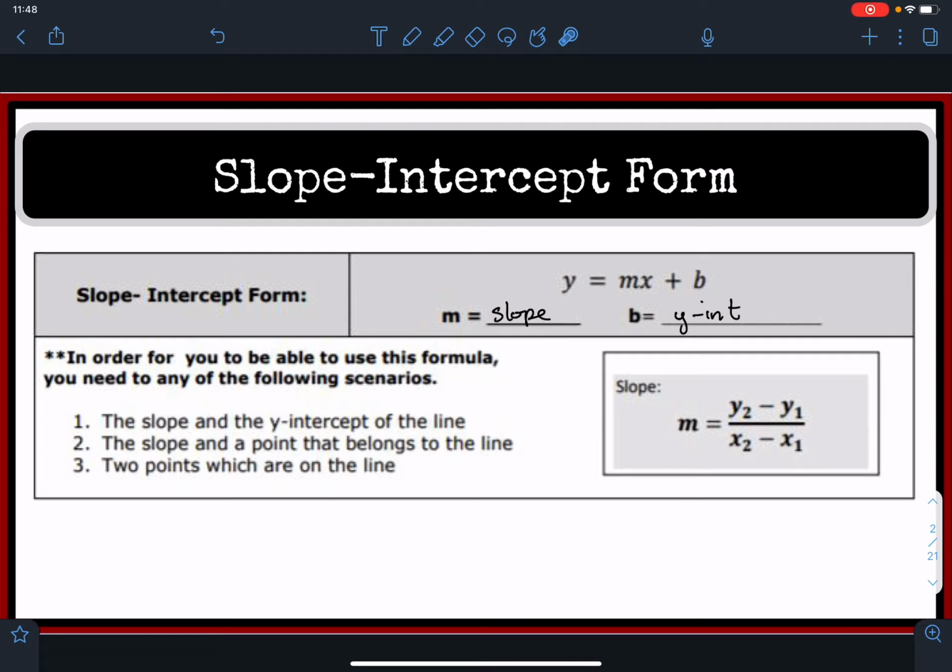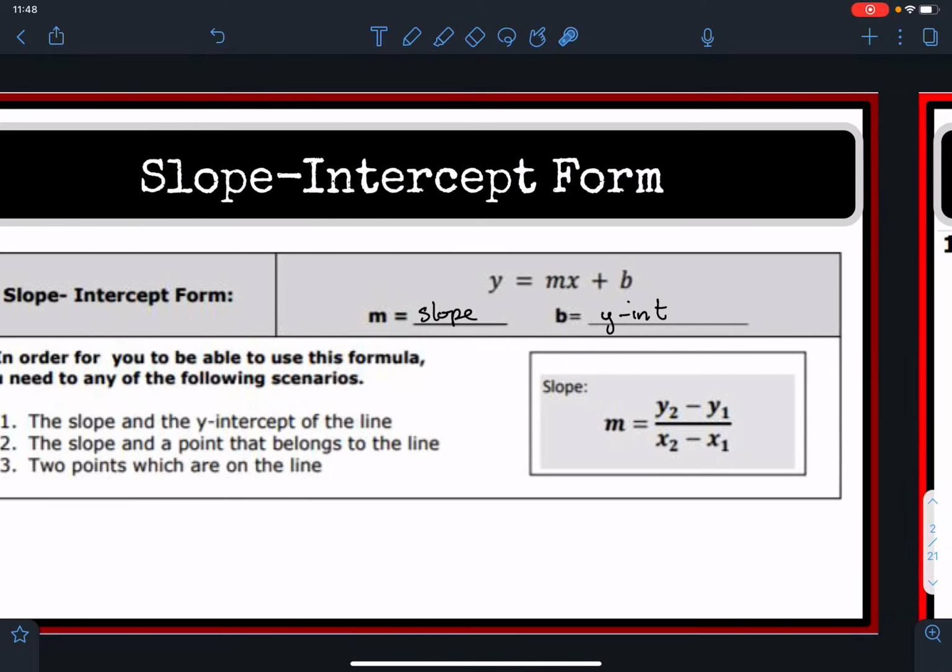And there are several ways that you could be given the scenario. You could be given, one, the slope and the y-intercept, so you just plug in those numbers in the corresponding places. You can be given the slope and a point on the line, or a solution to the equation, which is essentially a point on the line in x and y coordinates. The third scenario is that you're given two points on the line. There's also a fourth, where you are given the graph, but we're not going to look at examples of that. We're going to focus only on these three scenarios. So let's look at the first example.